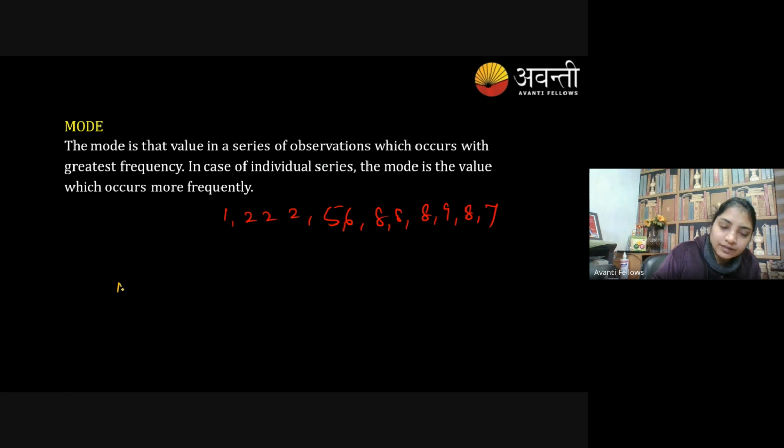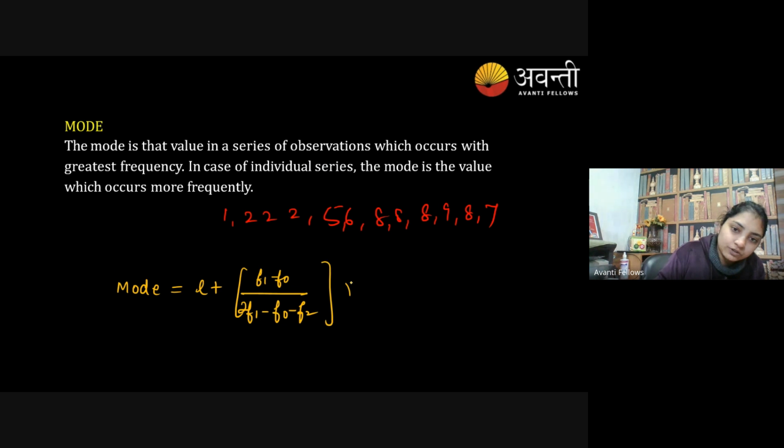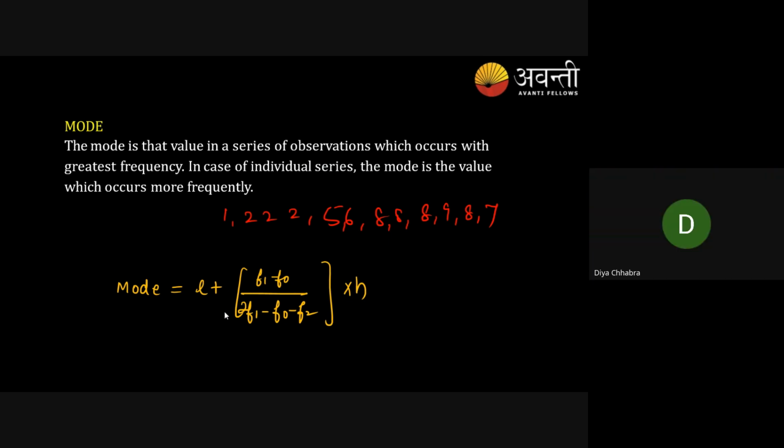और दूसरा मेथड मेरे पास होता है फॉर्मूला बेस्ड. वो क्या होता है? That is, mode is equal to L plus (F1 minus F naught) divided by (2F1 minus F naught minus F2), into H. Yes or no? Clear?